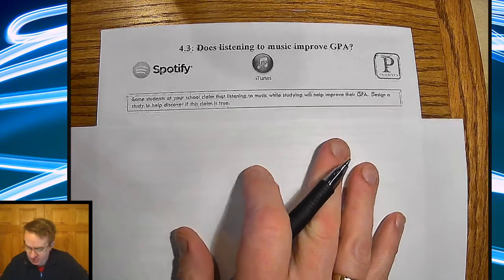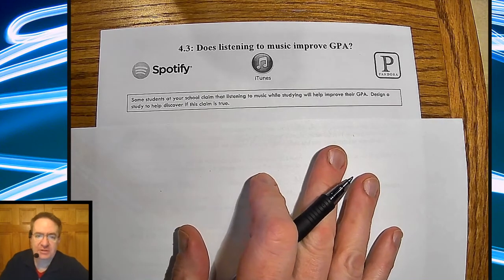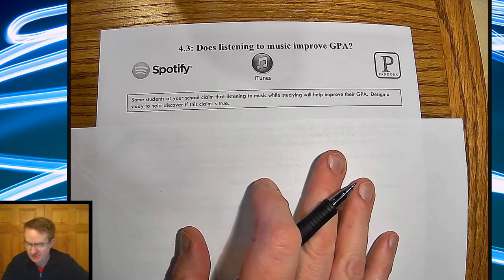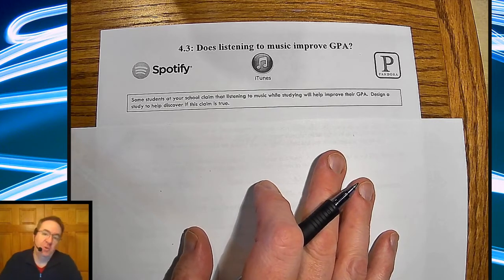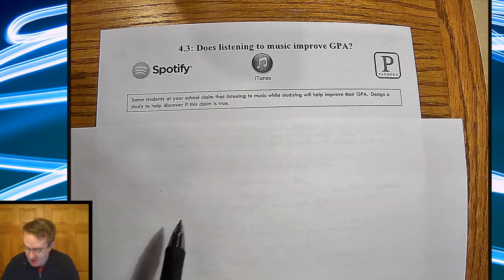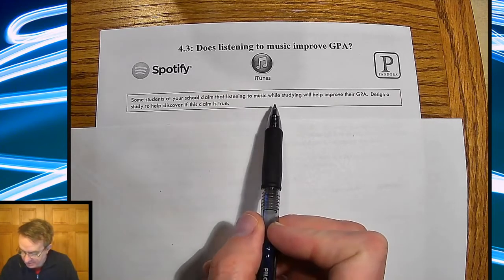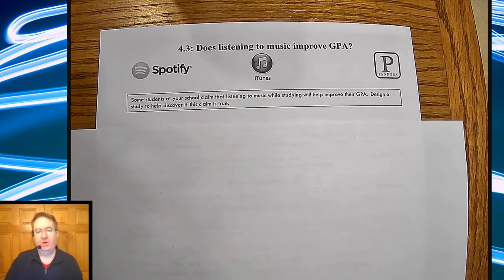So this one right here is talking about music while you're studying. And so, you know, it's very popular. Kids always have their earbuds in, wanting to listen to music while I'm teaching class, while they're working on things. Does it have an effect? Some people are claiming that it helps them improve their GPA. We're going to talk about different studies to see exactly what the impacts of those will be.